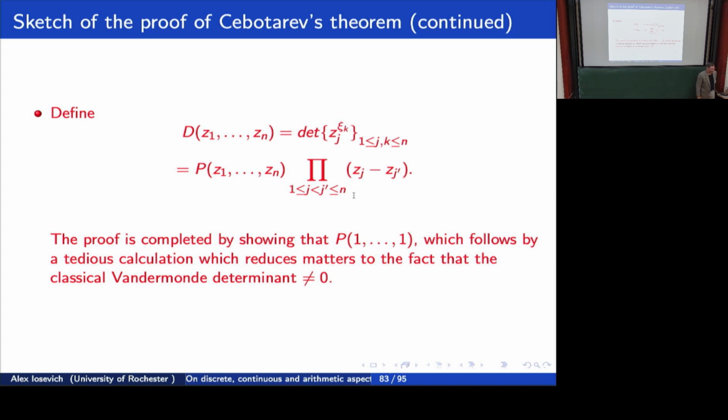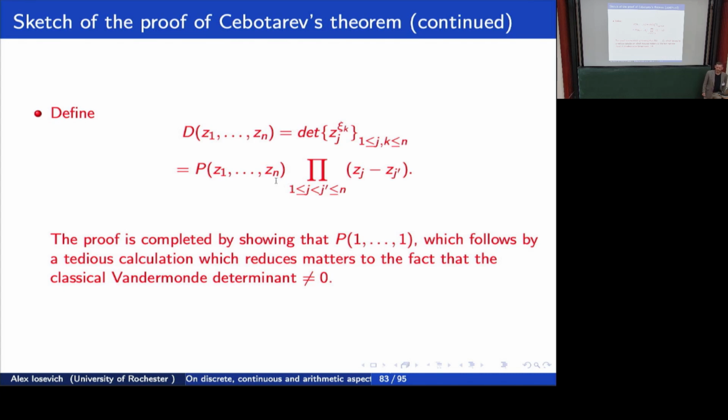And the way he shows that P of 1, 1, 1 is not 0 is by constructing just the right differential operator that reduces this to the Vandermonde determinant. How he guessed that the differential operator has to be exactly in that form, I don't know. I've stopped asking myself these questions a long time ago, but this is the type of calculation that's used.